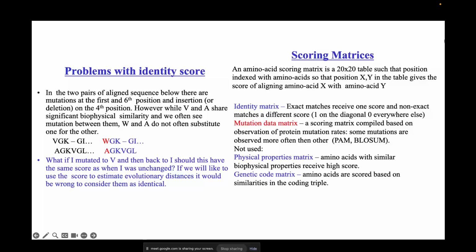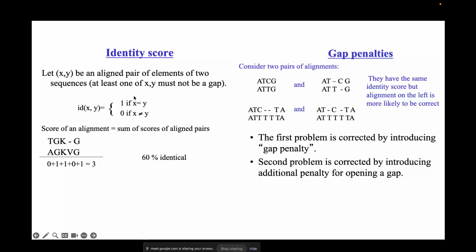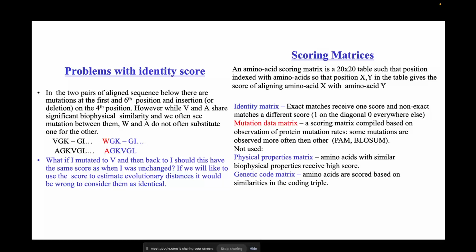Now, what we were doing here is basically identity scores. If two elements are exactly identical, we put a one, and if not, we put a zero. And with gaps, we add some penalties, some negative scoring, to the alignment. But there's a problem with these identity scores.